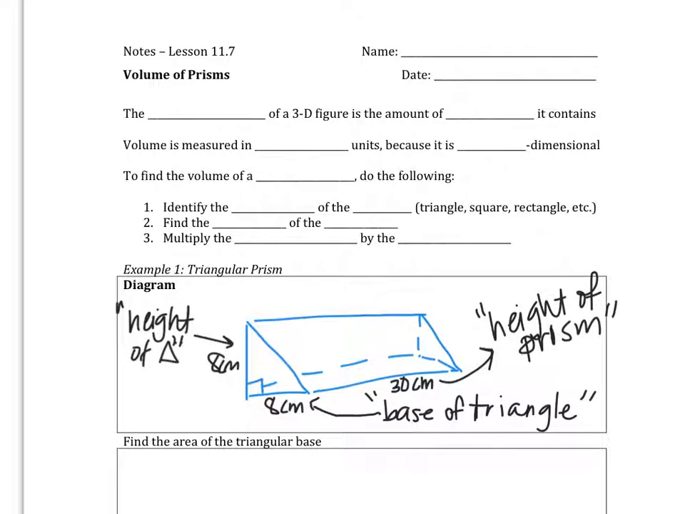Math 7, lesson 11.7. This is volume of prisms. The volume of a three-dimensional figure is the amount of space it contains. The volume is measured in cubic units. So think cubes. You're measuring how many cubes will fit inside of a prism, because it is three-dimensional.